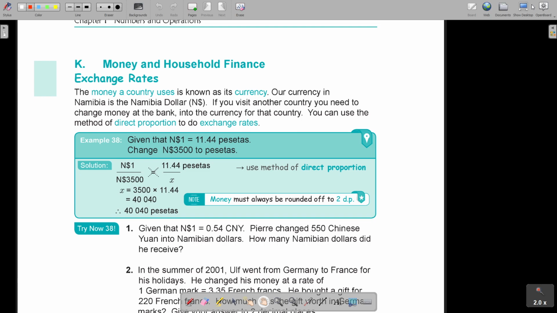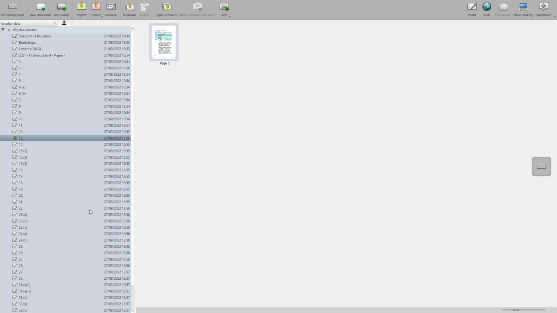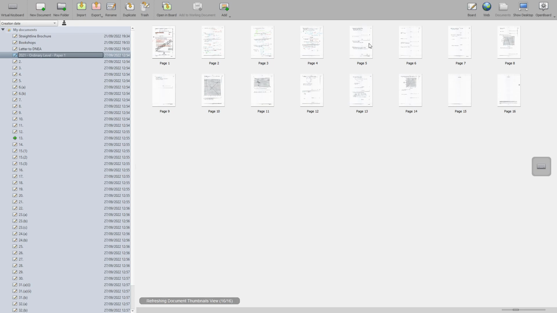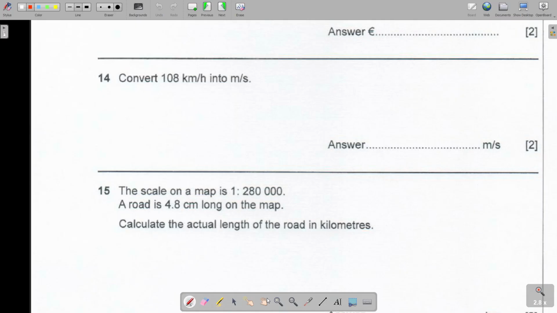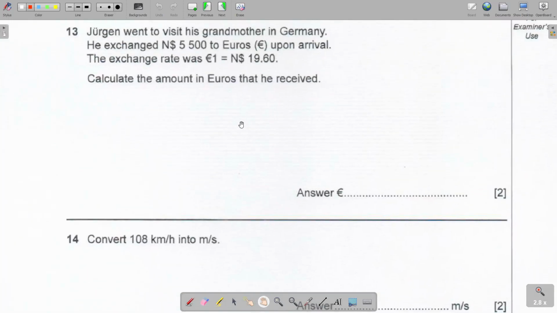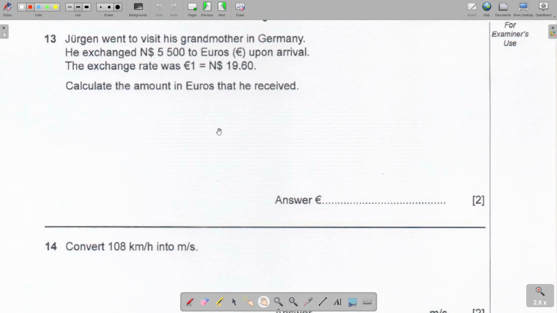Let's just make sure we go back, and we're going to do it on direct proportion. And then let's go to the question paper. This is exchange rate, and this is very important. Even if it's not in your school years, one day if you travel for work and you go to another country, you cannot use your Namibian dollar there. You have to exchange it in a bank. Luckily, ATM machines also help.